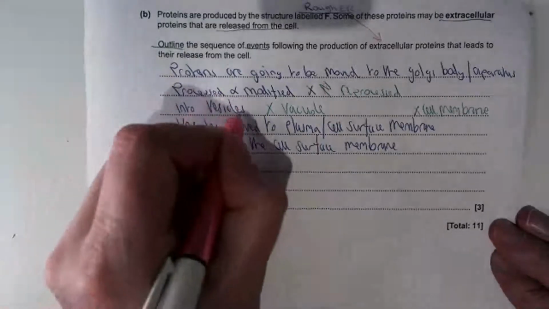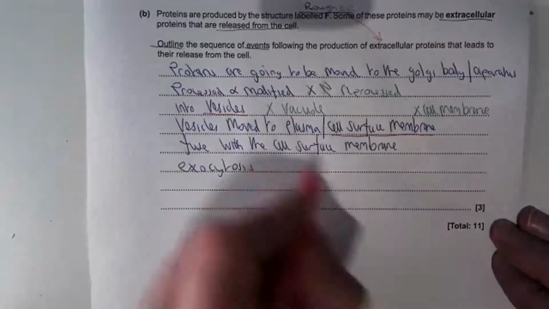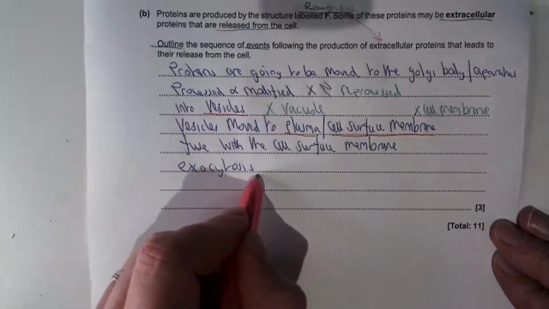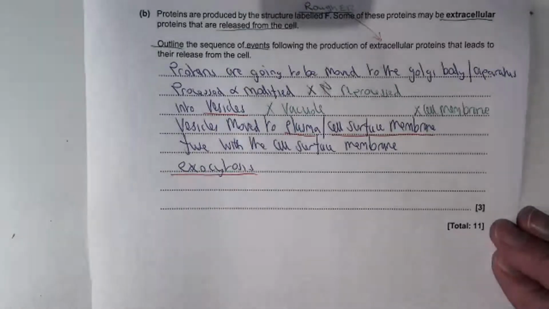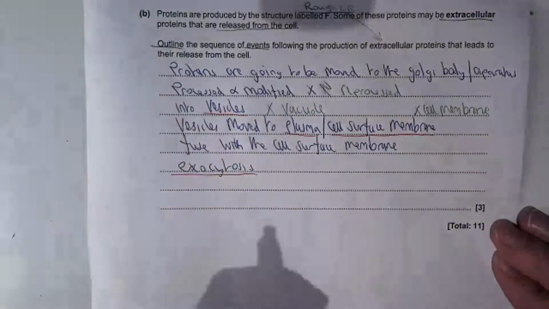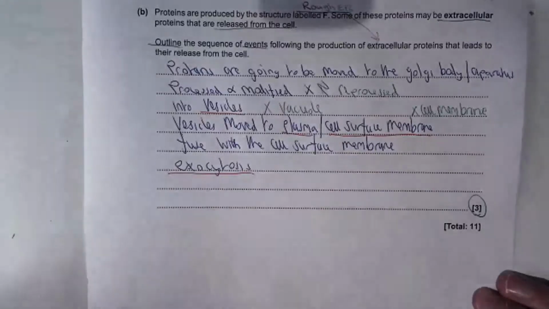So you have to say vesicles, you have to make sure you're saying cell surface membrane or plasma membrane, and you have to use the term exocytosis. 6 marking points, and the examiners will be after 3 of those.